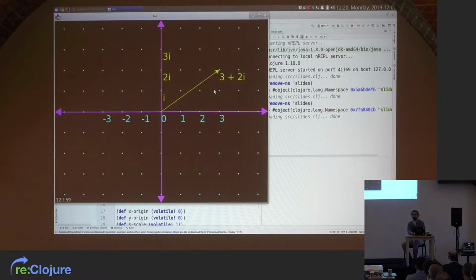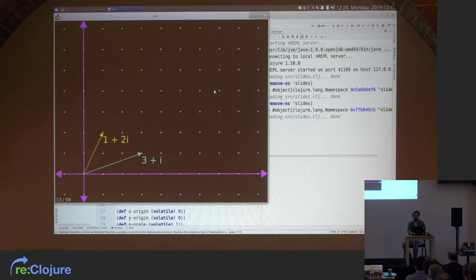So we have these complex numbers. What can we do with them? Well, we can do maths on them. We can do addition, for one thing. So if we have two complex numbers, 1 plus 2i and 3 plus i, we can add them together, and we get a new complex number. Here we've just added the real parts, and we've added the imaginary parts, and we've got a new number. And we can see in two-dimensional space that makes sense as vectors in space.